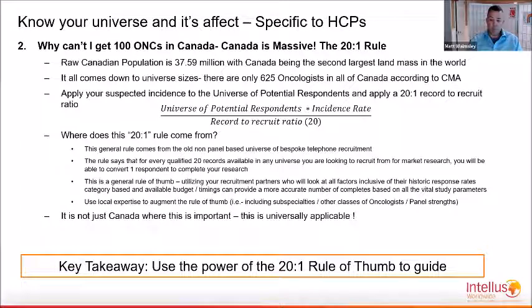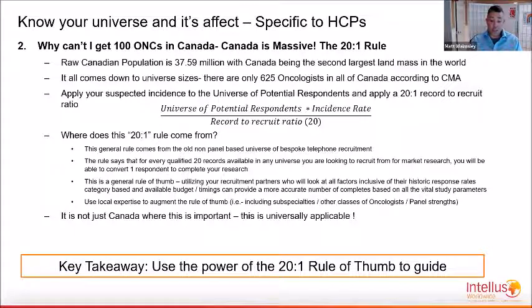So where does this rule of thumb come from? It basically comes from an old non-panel-based universe recruitment methodology that utilizes custom telephone recruitment. What this says is that for every 25 qualified respondents that you talk to on the phone, you'll be able to recruit one of them for your market research survey. The big disclaimer here is that this is a general rule of thumb for guidance to set expectations and understanding. Talking with your recruitment agency partners and local experts is the best way to provide other avenues to deliver a higher sample size. The key thing here is, I mentioned Canada in my example, but this rule is universally applicable.